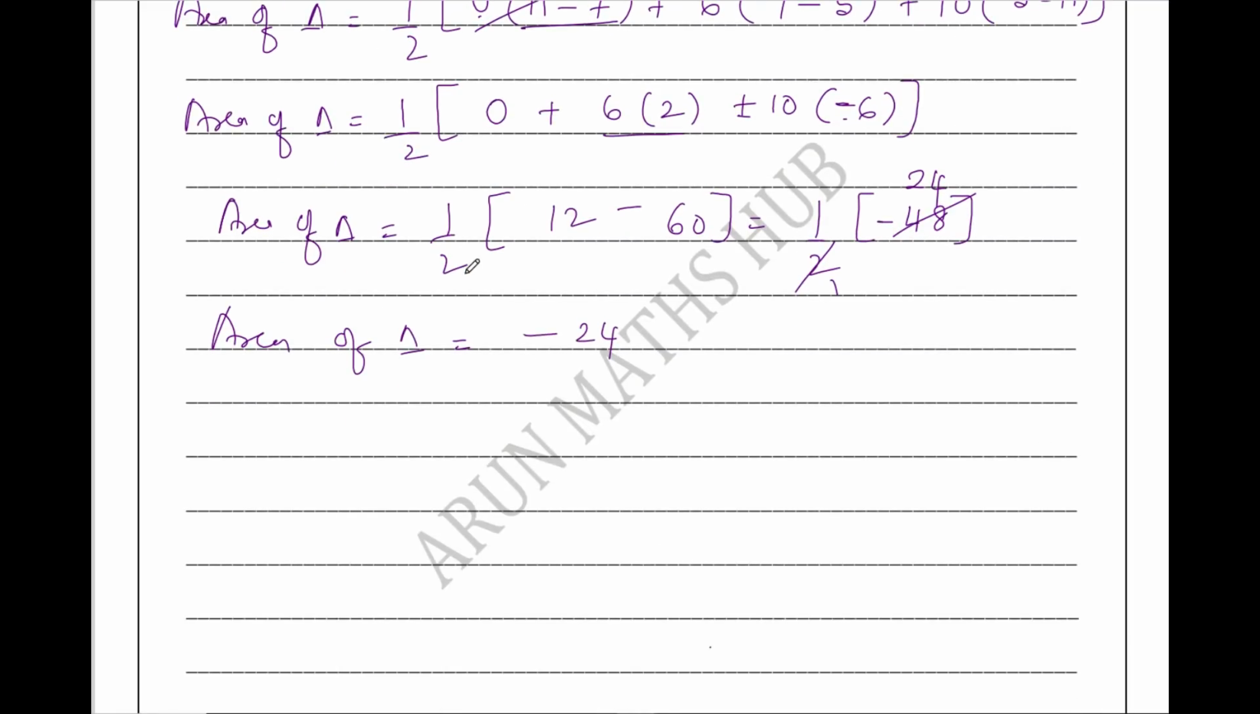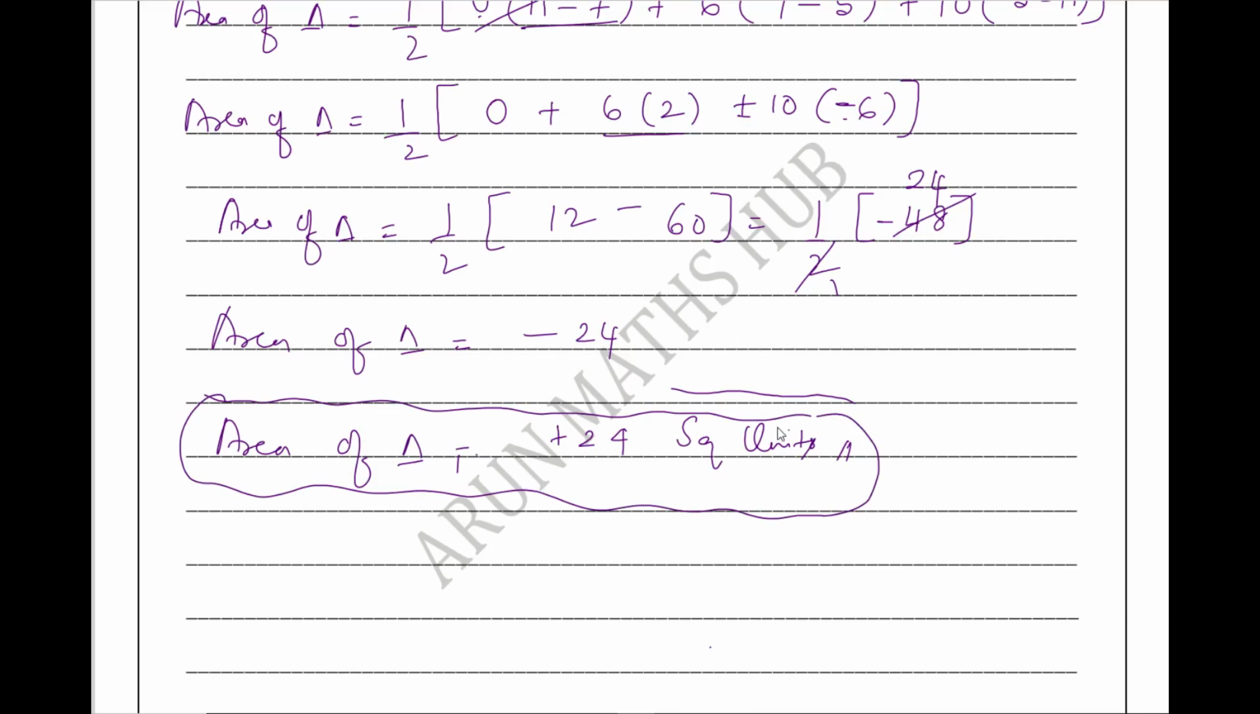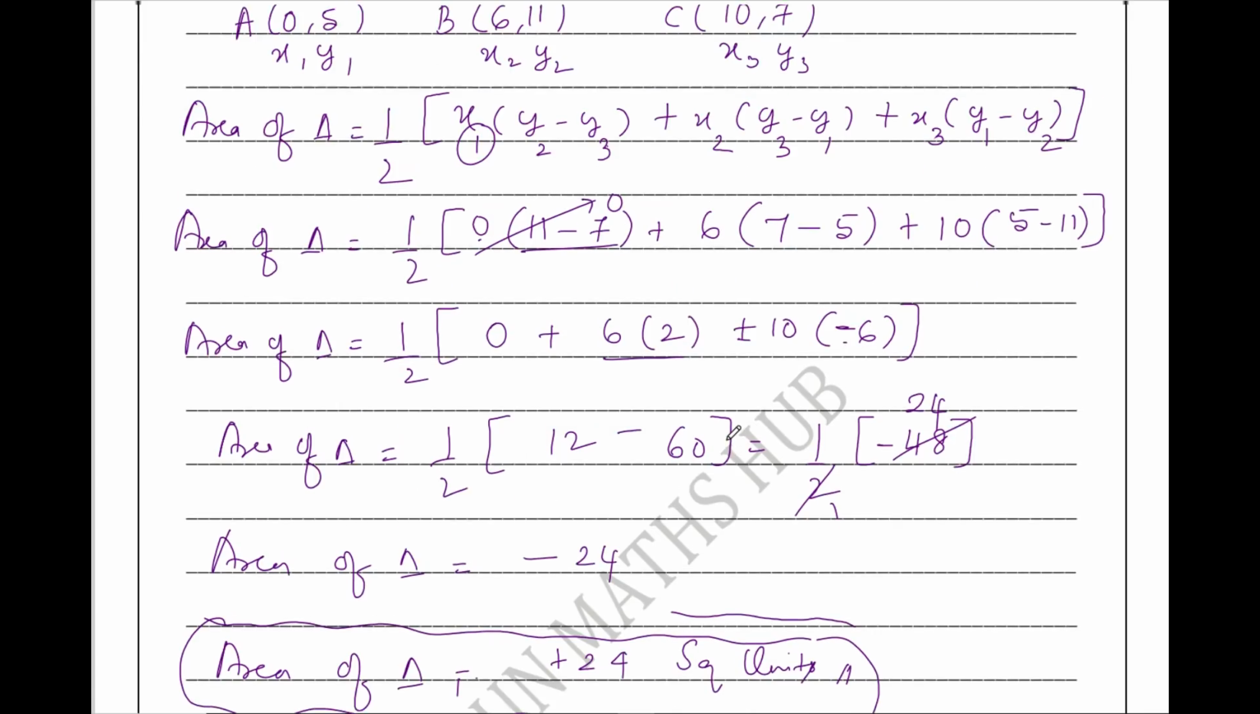Since area cannot be negative, take it as what? Positive value. Now area of triangle equals plus 24 square units. You should definitely write the units, otherwise half marks will be cut in case the unit is not written. Therefore the area of triangle is plus 24 square units.